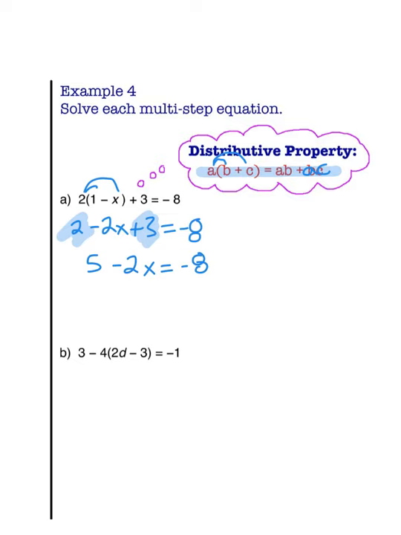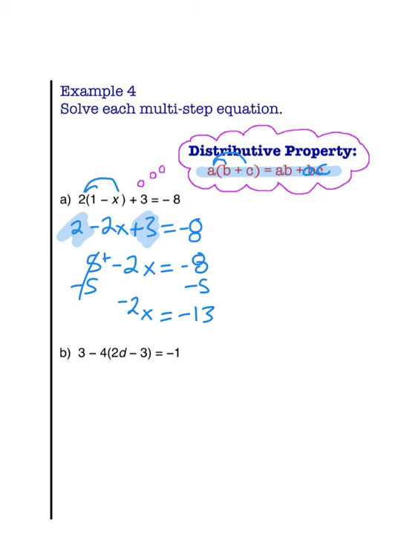All right, now I'm going to do GEMDAS backwards. So addition and subtraction. I could think of this as plus negative 2x. I'm going to do that for now so then I can divide by negative 2 later. To undo that addition, I'm going to subtract 5. These cancel out. So I have negative 2x equals negative 8 minus 5, which is negative 13.